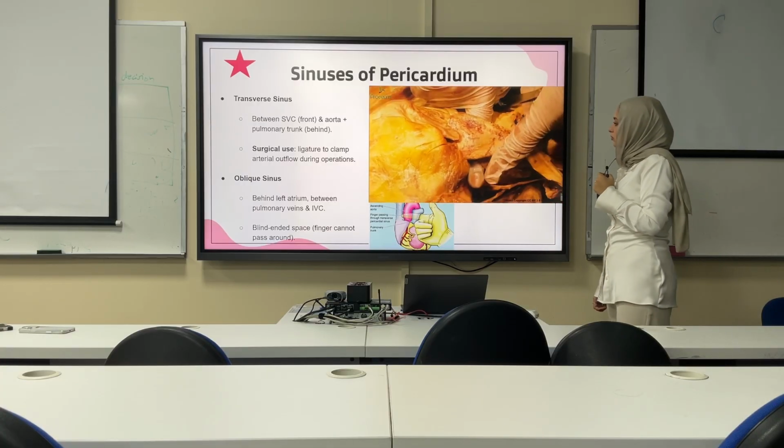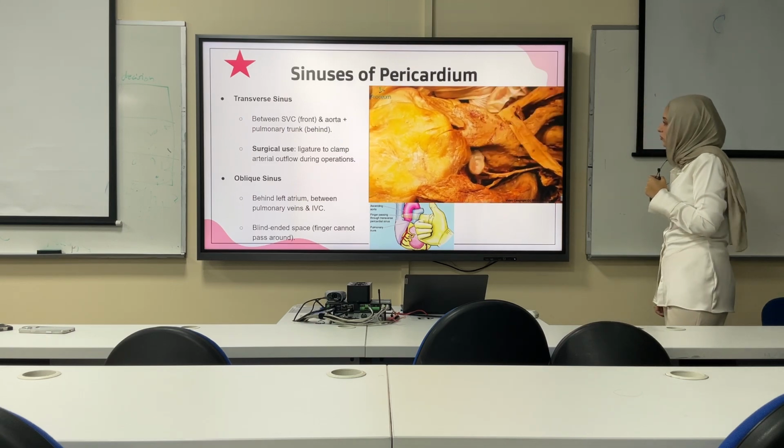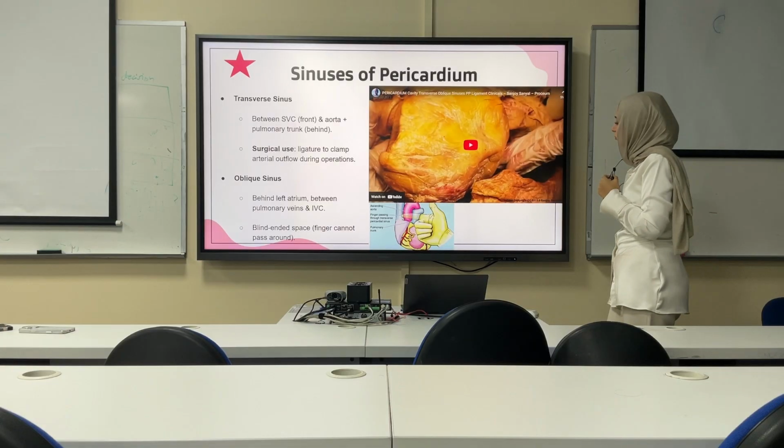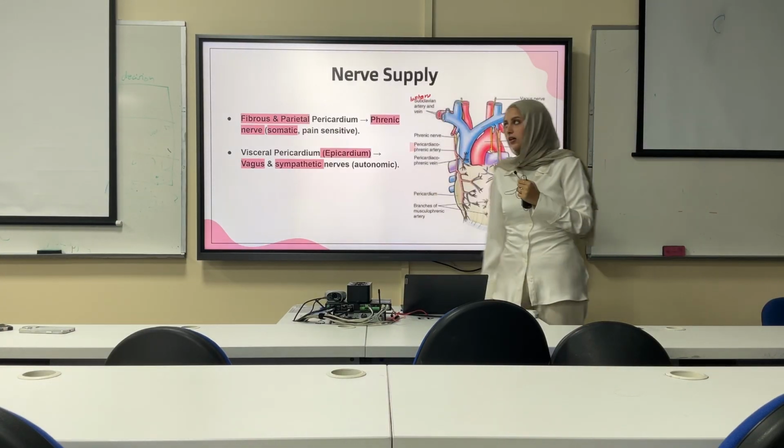Transverse pericardial sinus embryologically is the remnant of the space between the arterial end of the heart and the venous end of the heart, with the heart tube. Anyways, so basically this is where you ligate the aorta.